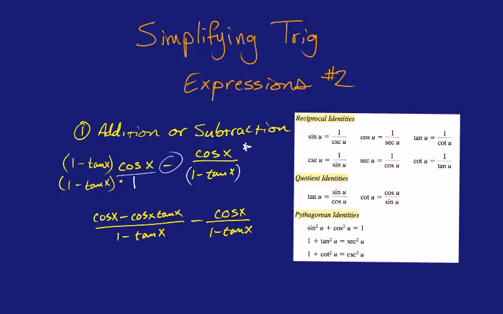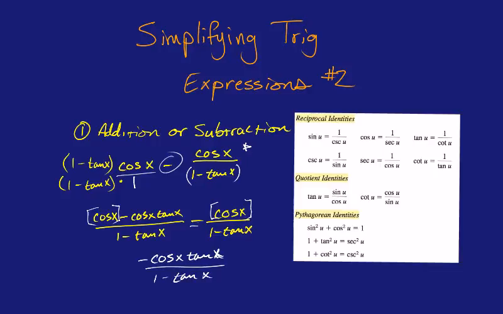And so if we take a look at that, now we have the same denominators, and we can combine the numerators. When you look at the numerators, hopefully you see that this term and this cosine are going to be like terms. So cosine minus cosine is going to be 0. So on the numerator, all I'm going to have is negative cosine of x times tangent of x, all over 1 minus tangent of x.